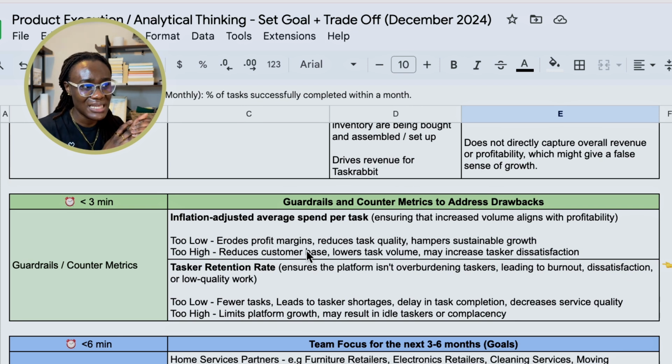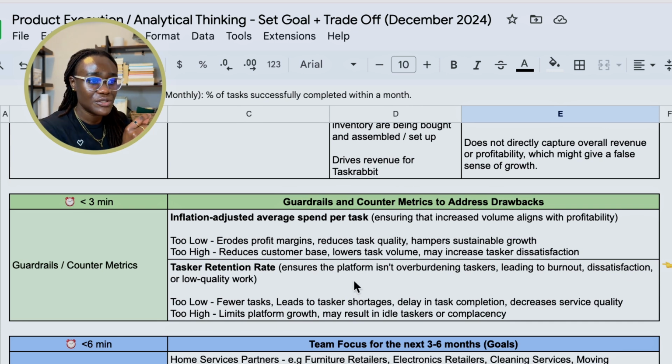And it may also mean that there is some dissatisfaction with our customers because we are charging a lot for the tasks. If taskers are pricing a lot, our revenue may be high, but our customers may not be happy, and then our customer base may reduce. So this is why we need to balance the inflation adjusted revenue spend by the number of tasks that are being completed. We don't want it too low where we are not profitable, and we don't want it too high where we are not affordable.